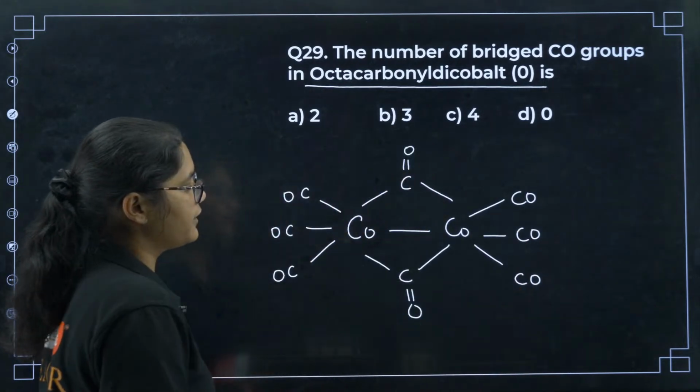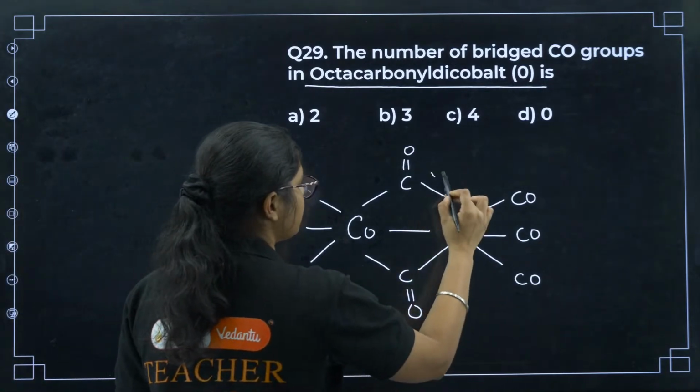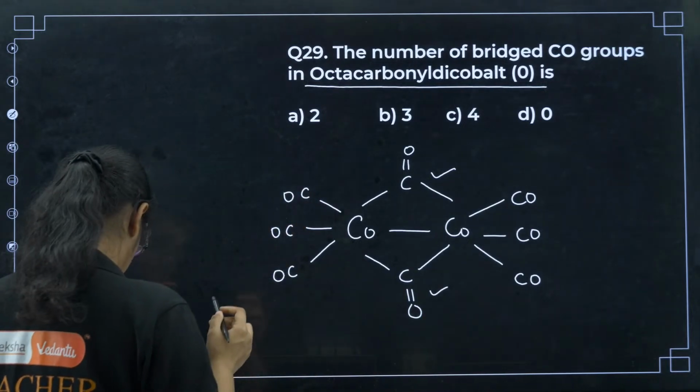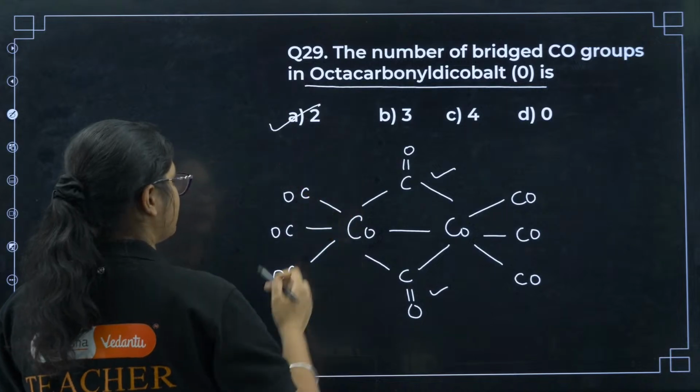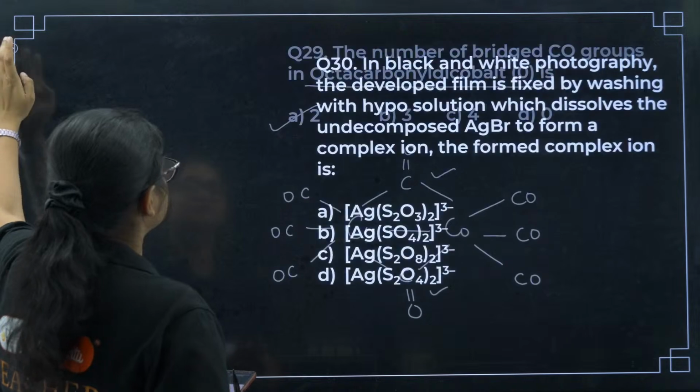Clear? Now if I draw this structure, what will be the number of bridged ligands? We have here one and here one. So how many bridged ligands are present? 29A. Yes, Bharat, very good. That is the correct answer. Next, question number 30.